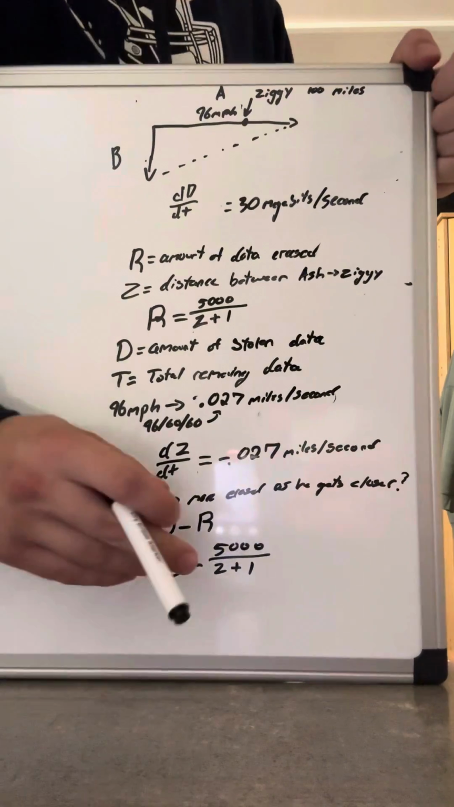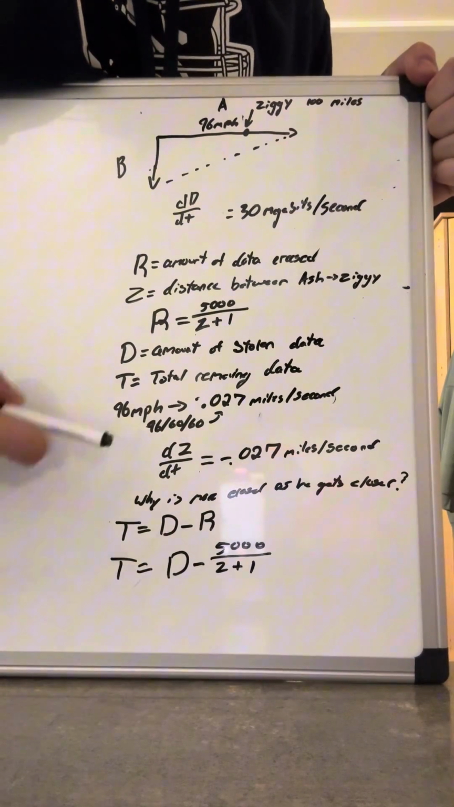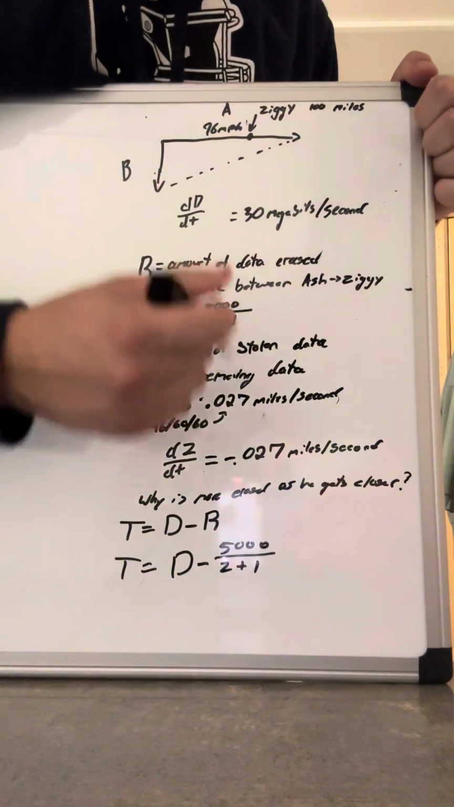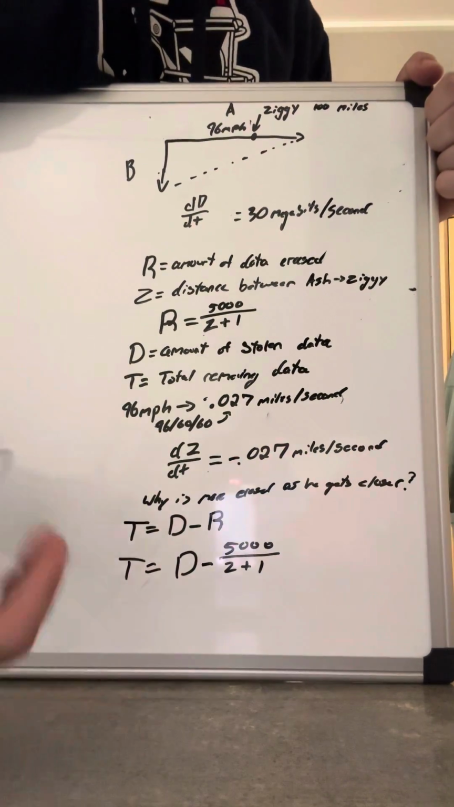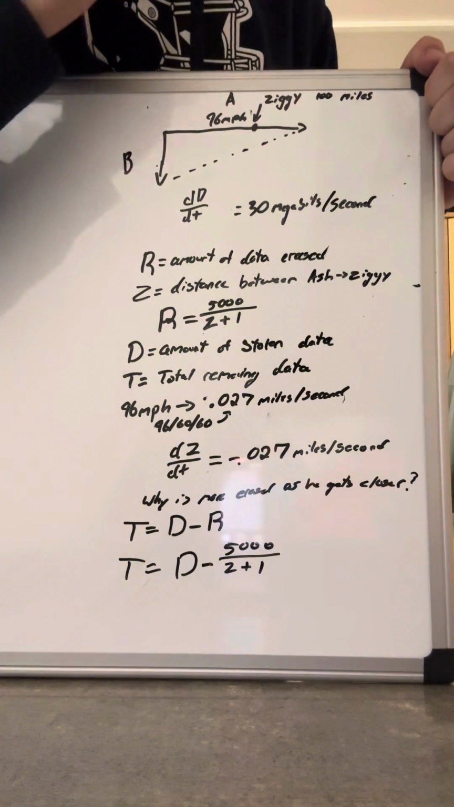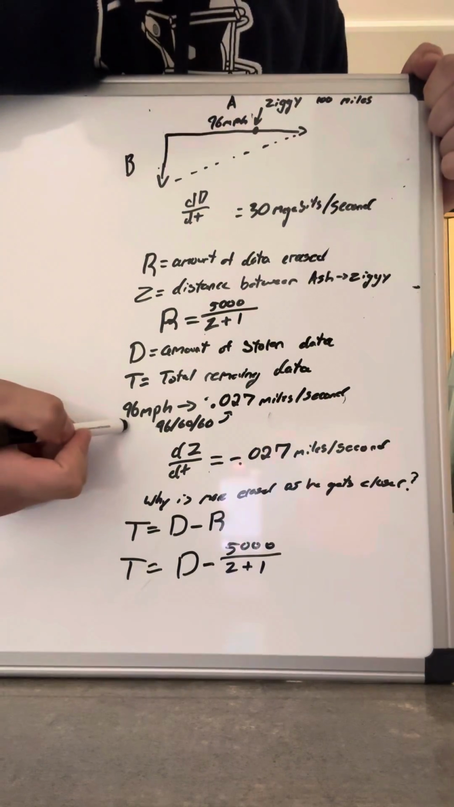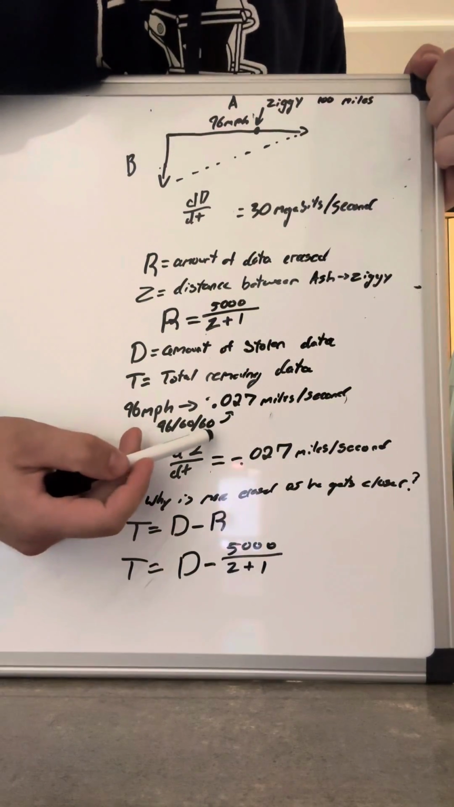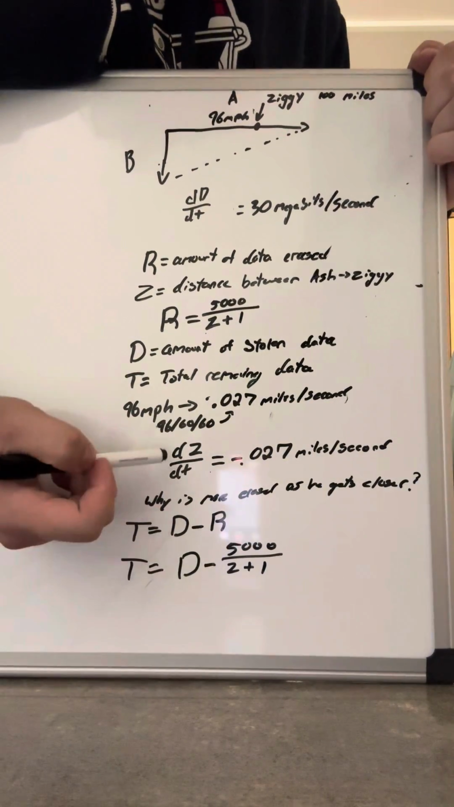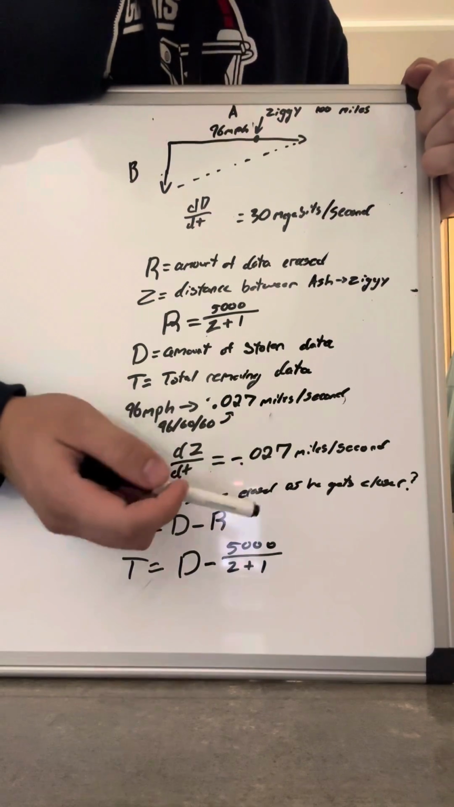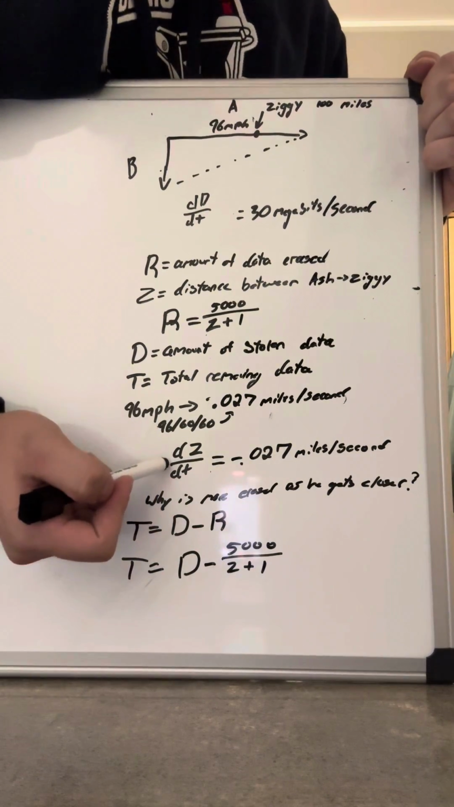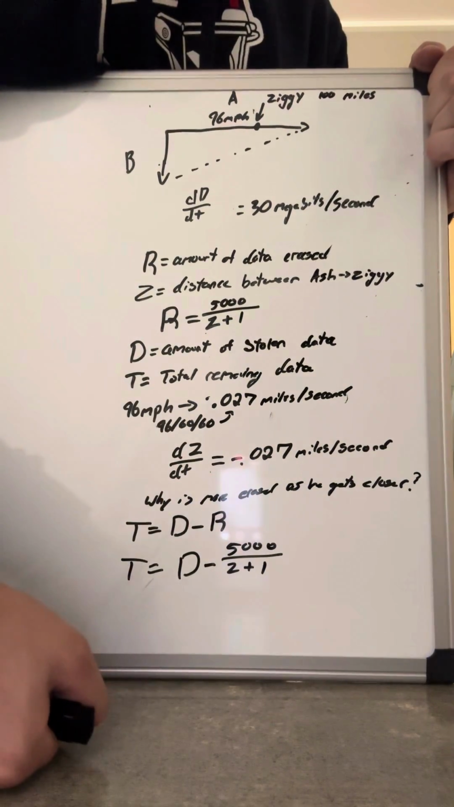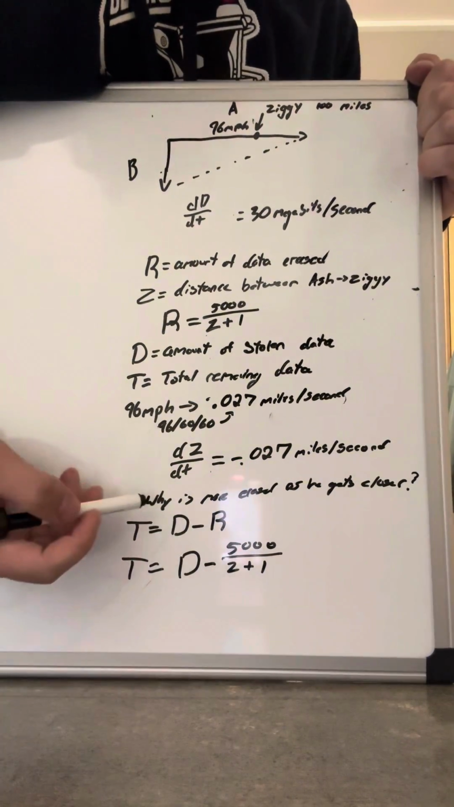Okay, for part 3, I wrote down all the variables we needed. It's right there in the problem. I'm not going to go through it for the sake of time. Alright, the first question asked me to convert 96 miles per hour into miles per second, which I did, dividing it by 60 twice. And that answer is your dz over dt. And it's negative because Ash is getting closer to Ziggy.